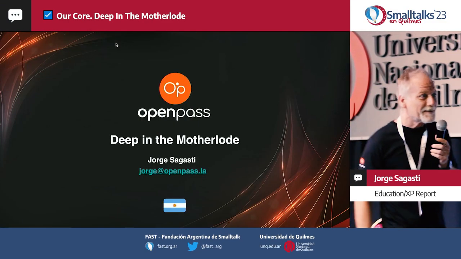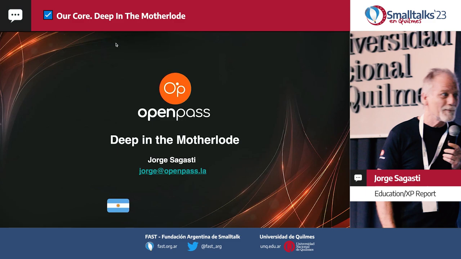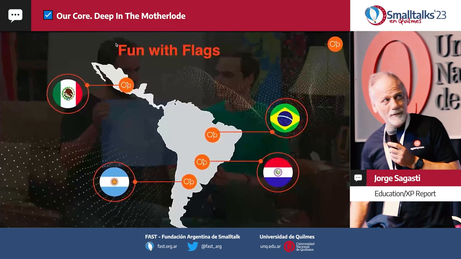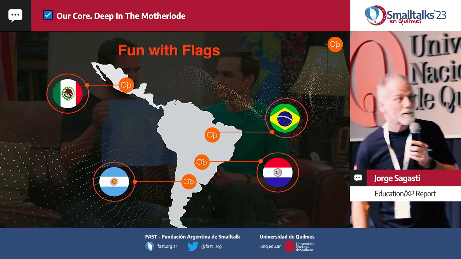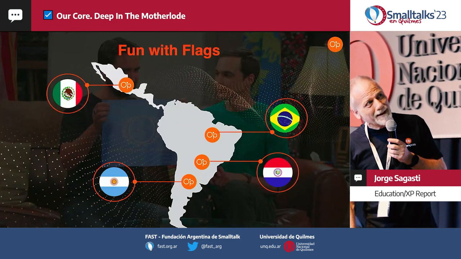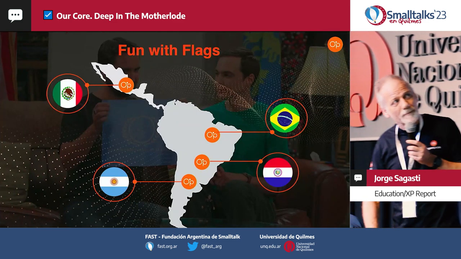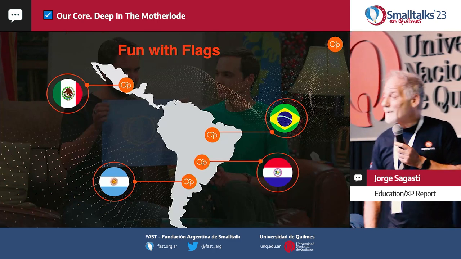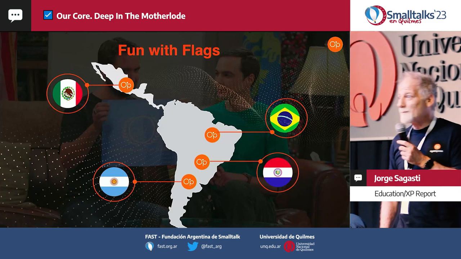My name is Jorge Sagasti. We are in Argentina right now, starting in Paraguay. I'm working for OpenBus. You can see Shendo Cooper back there. We are going to do some funny flags.